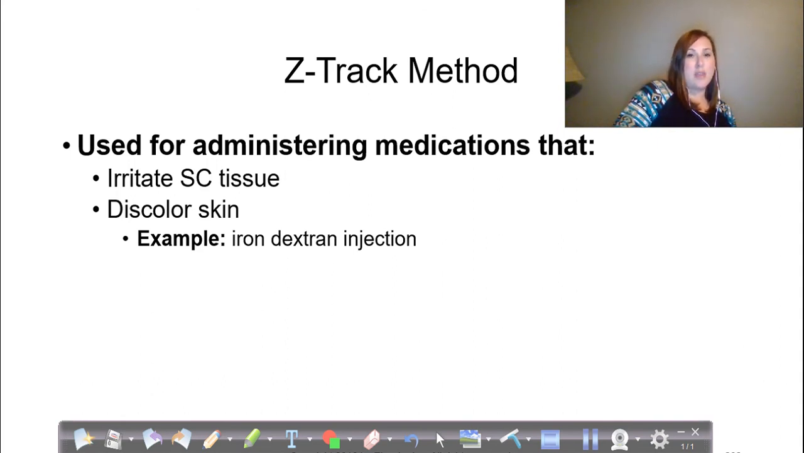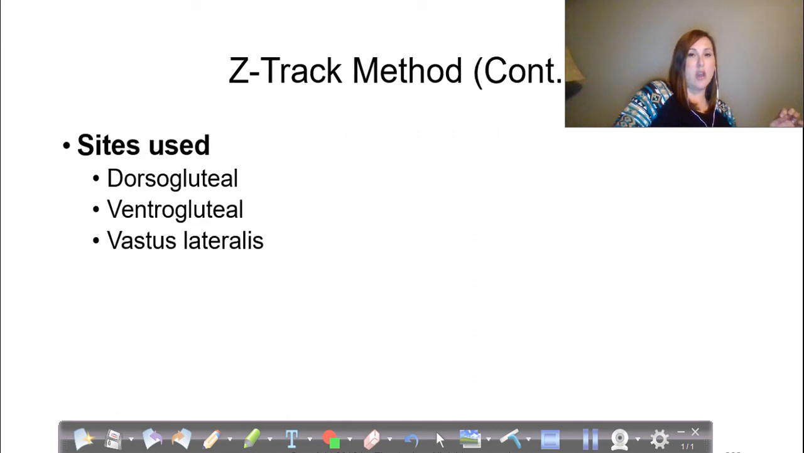You will give an injection using a Z-track method for medications that might irritate the subcu tissue or discolor the skin. Iron dextran injections can discolor the skin, so that might be a time when you would use a Z-track method. You can use it for the dorsogluteal, ventrogluteal, or vastus lateralis. You would never use it on the deltoid because it's too small.